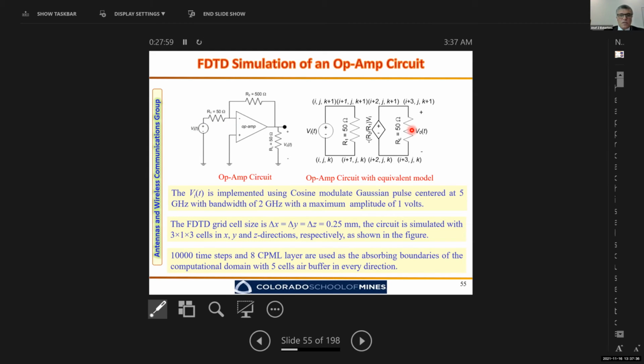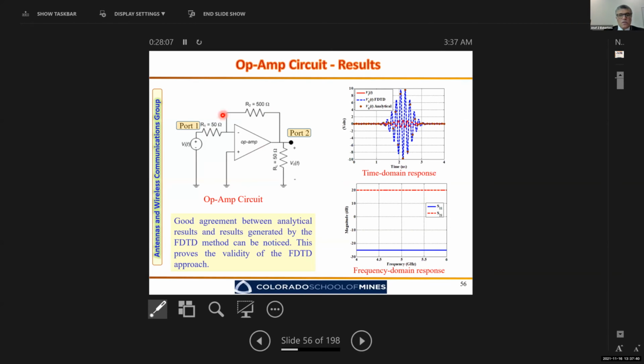For example, here is a solution for an op-amp amplifier with those resistances here. This configuration works as an amplifier for the input signal at port 1 to the output signal at port 2. And you can easily see the port 1 signal here, a magnitude, and its amplification here. All this is coming from a finite difference time domain simulation.